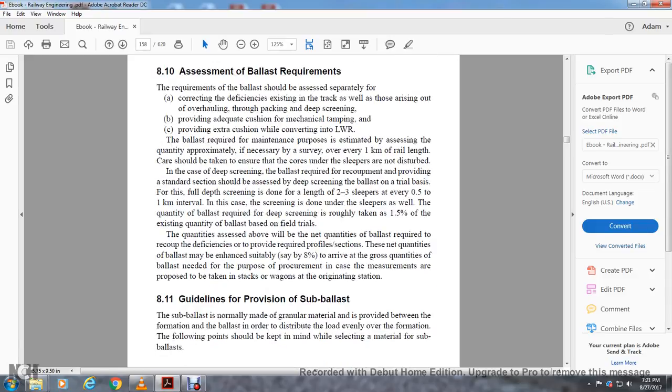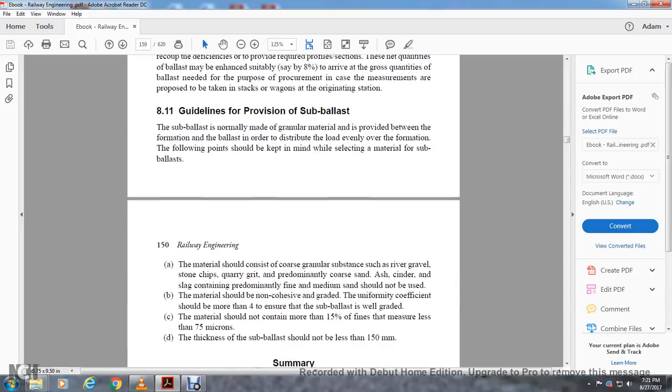8.11 Guidelines for provision of sub-ballast. The sub-ballast is normally a granular material provided between the formation and ballast in order to distribute the load evenly over the formation. The following points should be kept in mind while selecting the material for the sub-ballast. The material should be coarse-grained granular substance such as river gravel, stone chips, and quartzite grit. Ash, cinder, slag, and material containing predominantly fine and medium sand should not be used.